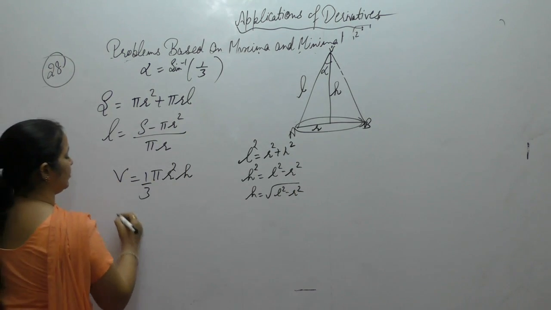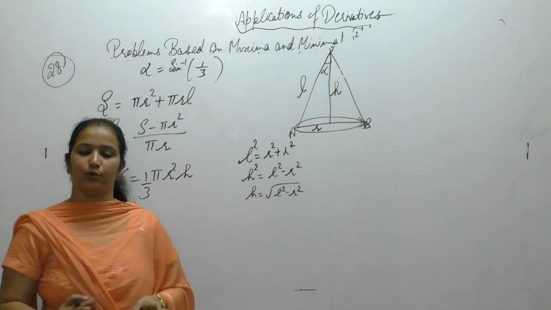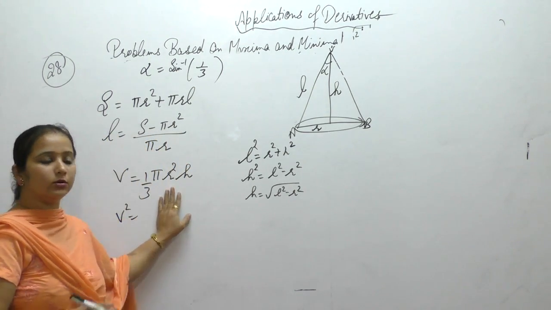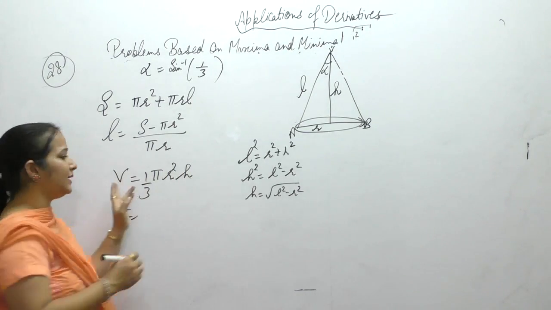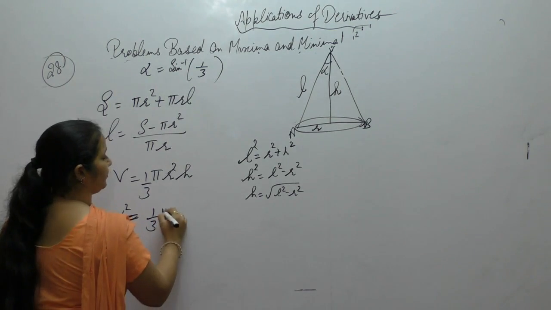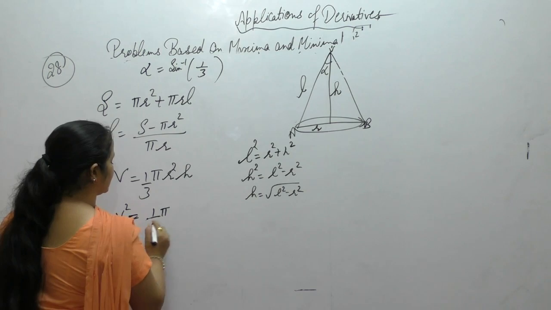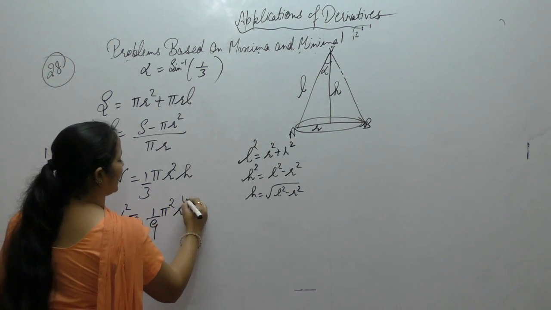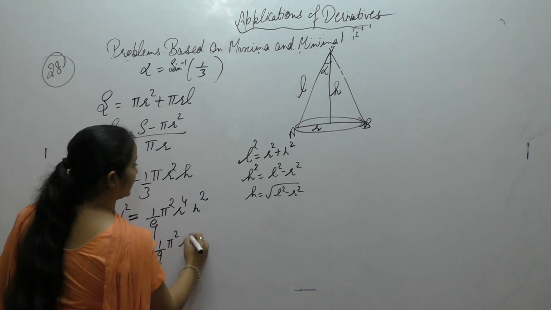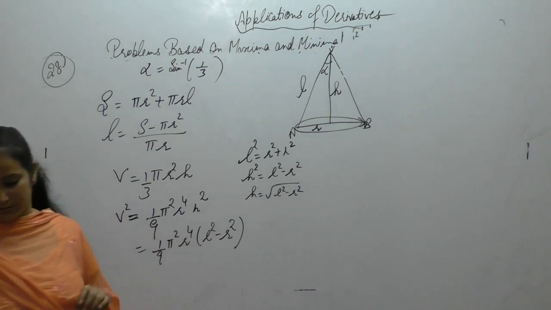So squaring both sides, because here we have h. If we write the term in square root, that will be a little complicated. So to avoid complications, we put it like this, so that we can put the value of h square by squaring both sides. Pi square r^4 h square. Now put the value of h square: L square minus r square.